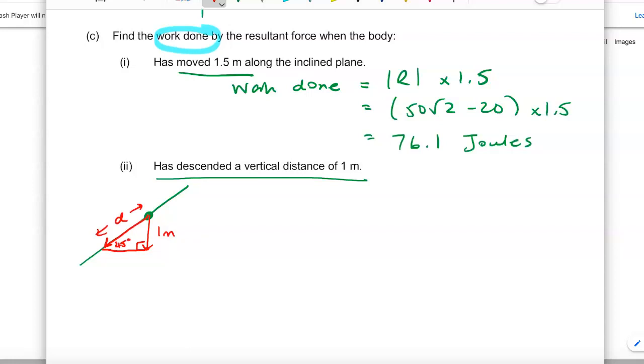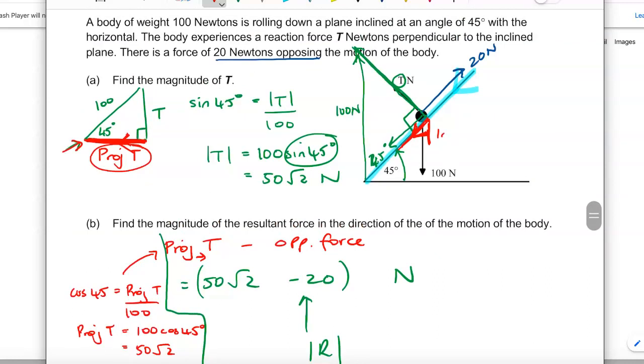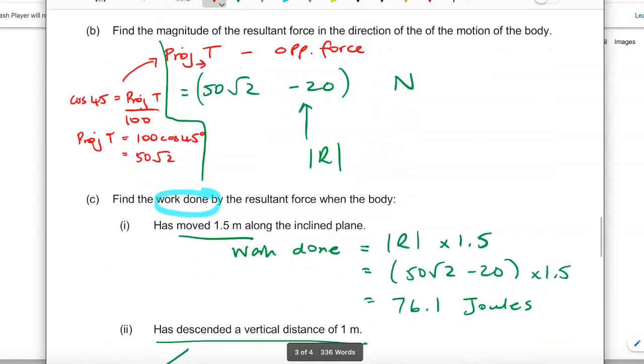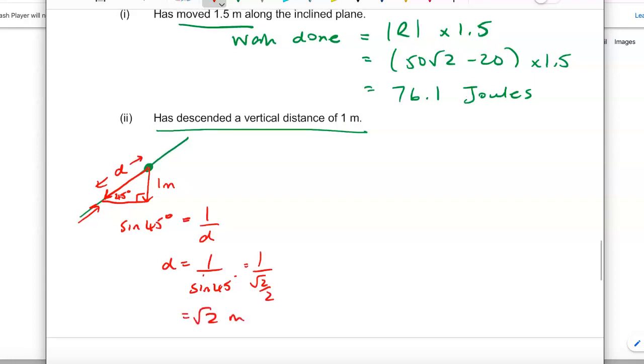Again, because we're taken from the original picture, we're just trying to work out when it's in line with 1 meter drop. So we've got it at 45 degrees. Looking from that angle, we need to find how far along that incline it's rolled down. We can call that our distance d. So the sine of 45 degrees is going to be 1 over the distance. So the distance is going to be 1 over sine 45. Sine 45 is 1 over root 2, which gives us root 2 meters.